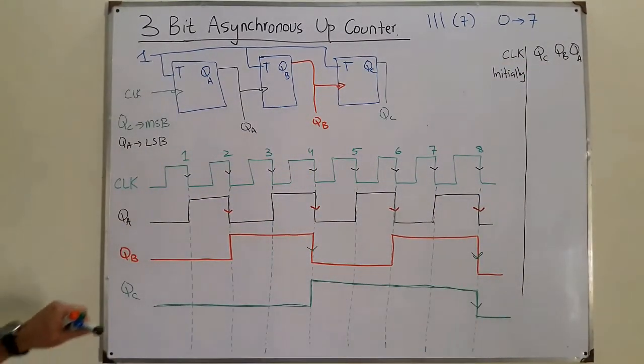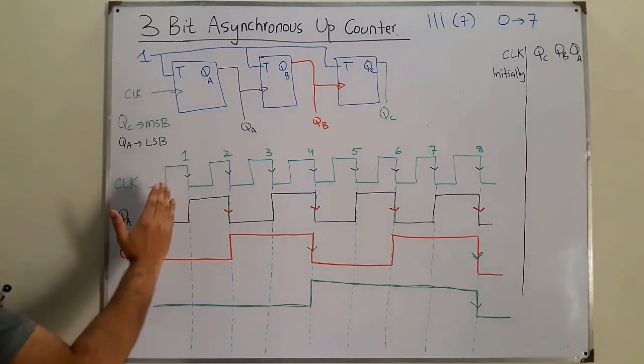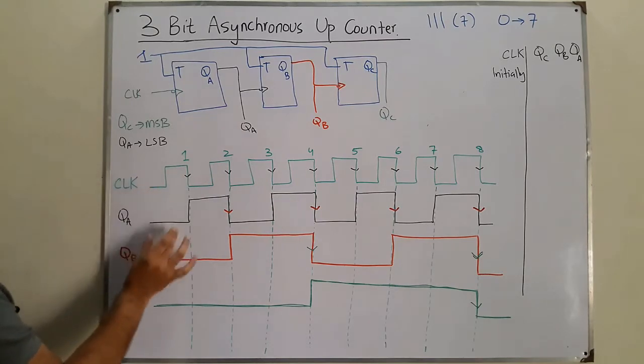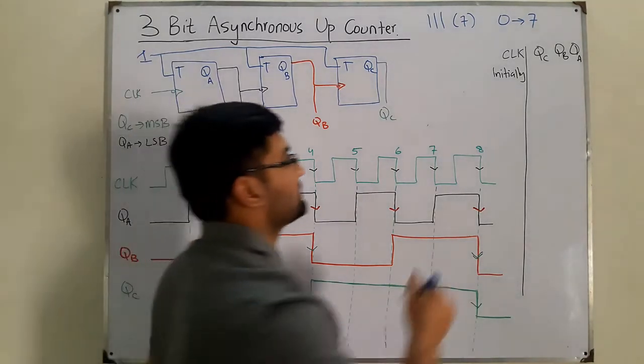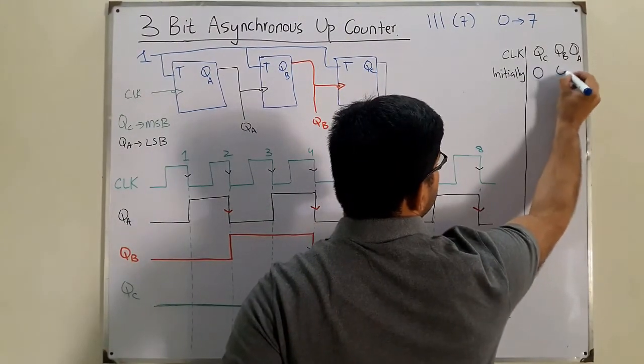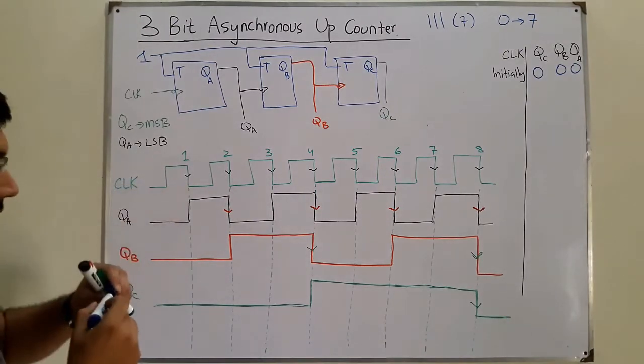So initially, this is the initial condition. When the clock is zero, before the first falling edge has arrived, what was the value of QA, QB, and QC? They were all in the low state: 0, 0, 0. Now, when this first falling edge arrives, what happens?